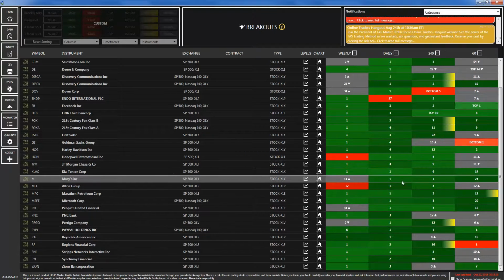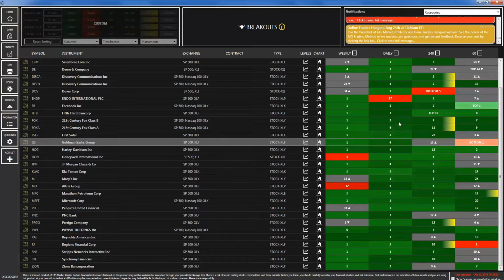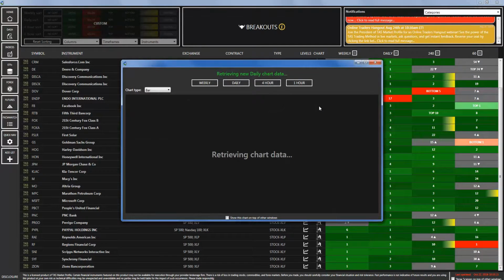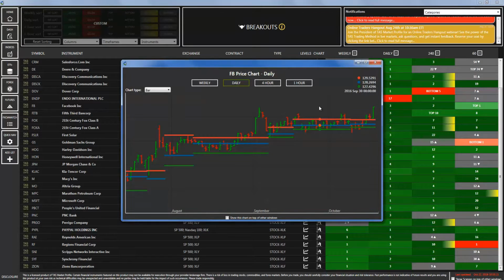What I'm seeing here is, let's see here, well, Facebook is an interesting one. So let's click this button here and bring up the chart and just take a look. All right, here we go. So this is looking pretty good.